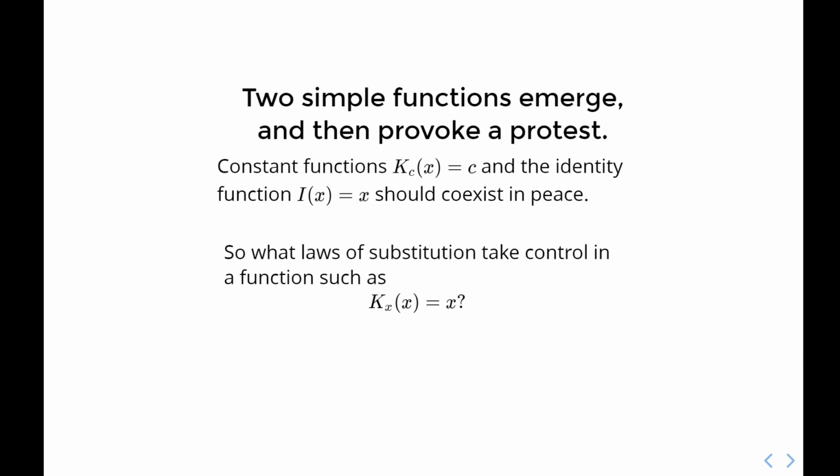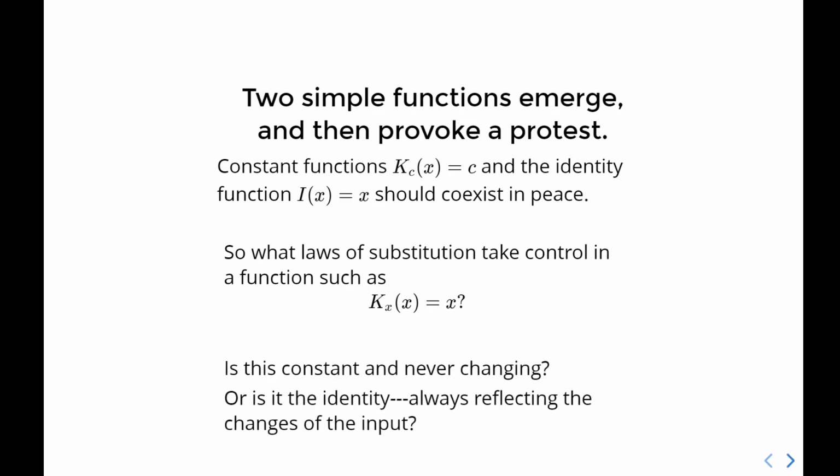So then what in the laws of substitution explains what we should do with this function, k sub x of x? We know from the first rule that the c is replaced with x, and therefore we know that the outcome is the constant x. And yet, upon performing a change of the input x in parentheses, it'll affect the outcome. What are we to say about this? Is this a constant and never changing function, or is it more like the identity, always reflecting the changes of the input? And what law of substitution guides us to make the correct and consistent answer to this question?